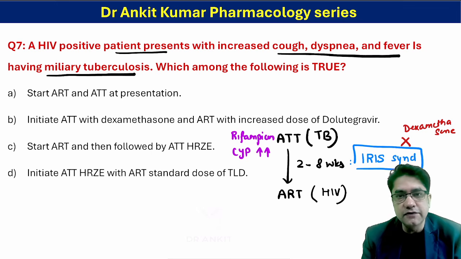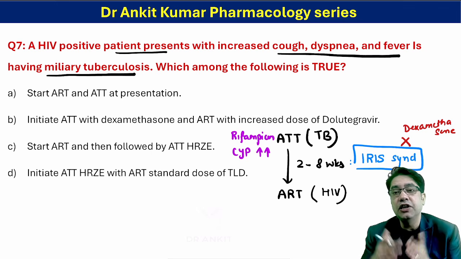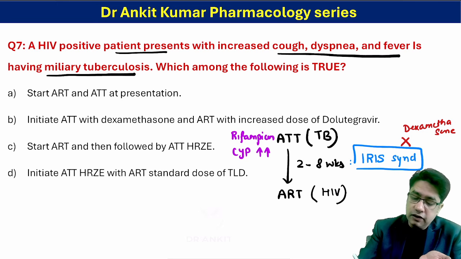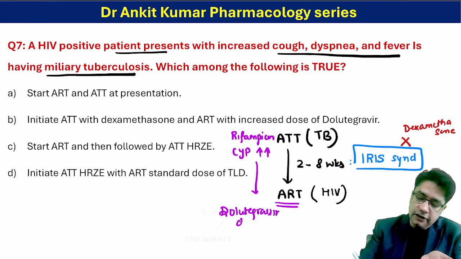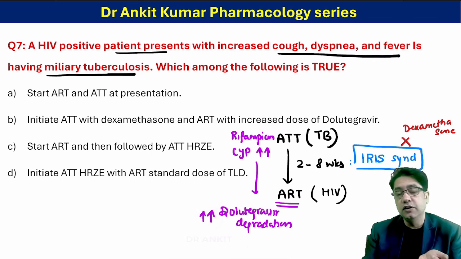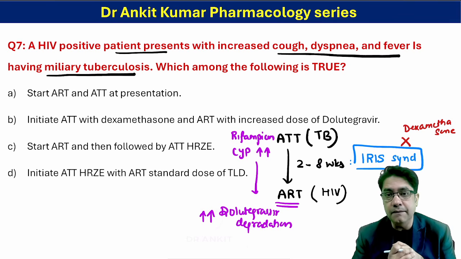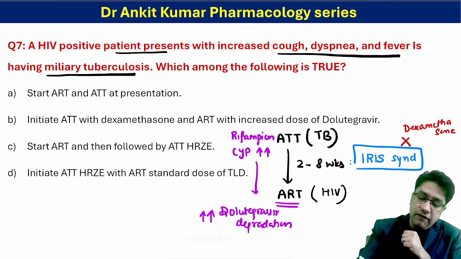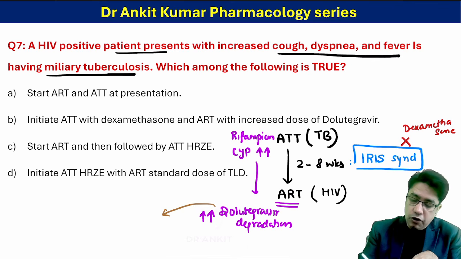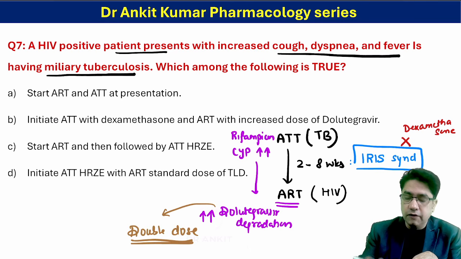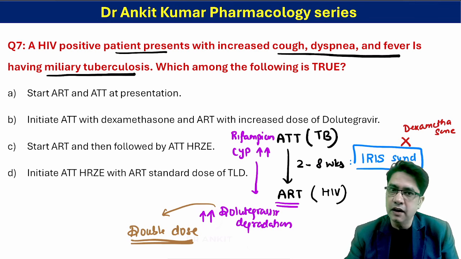It increases the activity of CYP enzyme, and CYP enzymes degrade other drugs. So there is one ART, antiretroviral therapy, dolutegravir. Can we say dolutegravir degradation or metabolism is increased by rifampicin, because rifampicin increases CYP activity? That is why dolutegravir, which is an ART anti-HIV drug, if you are giving with rifampicin, we have to double the dose of dolutegravir.